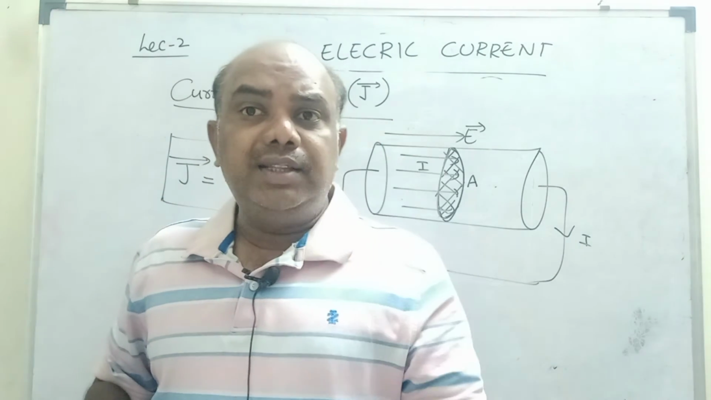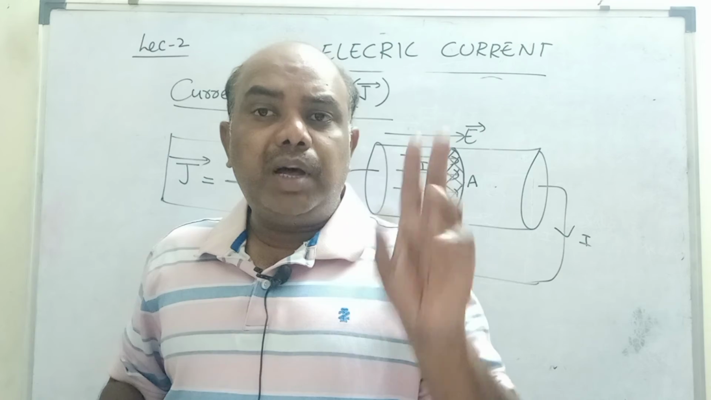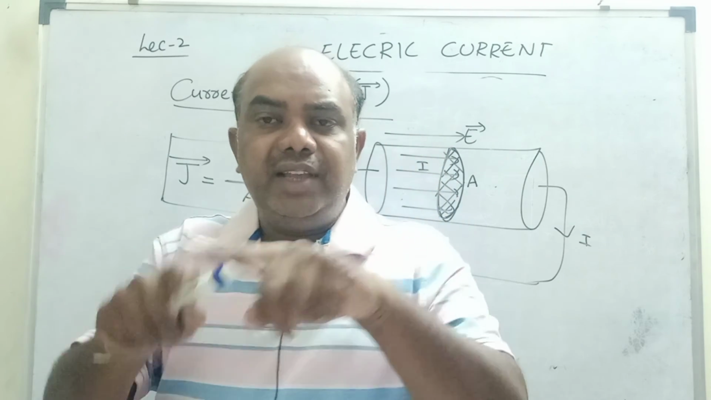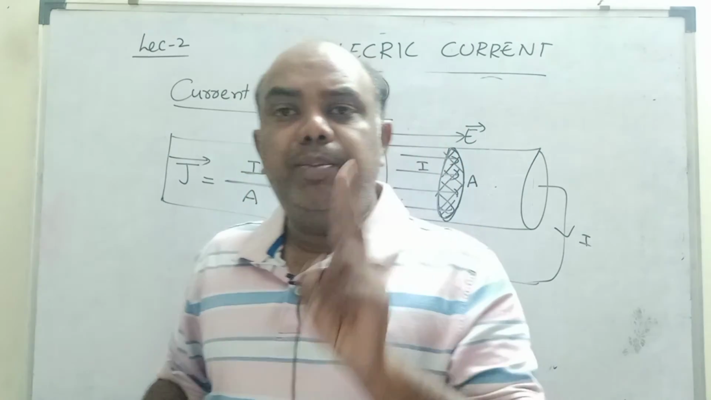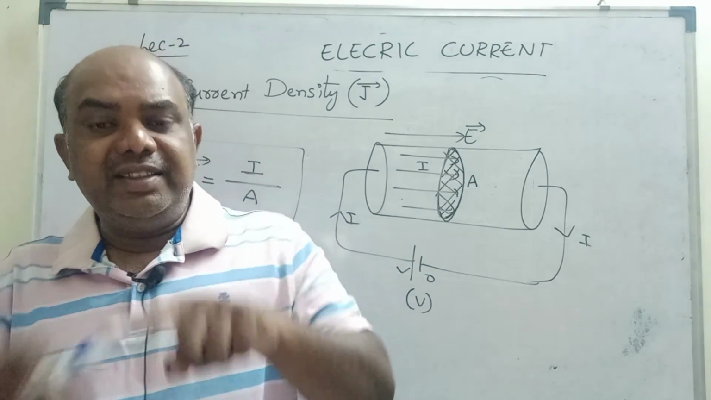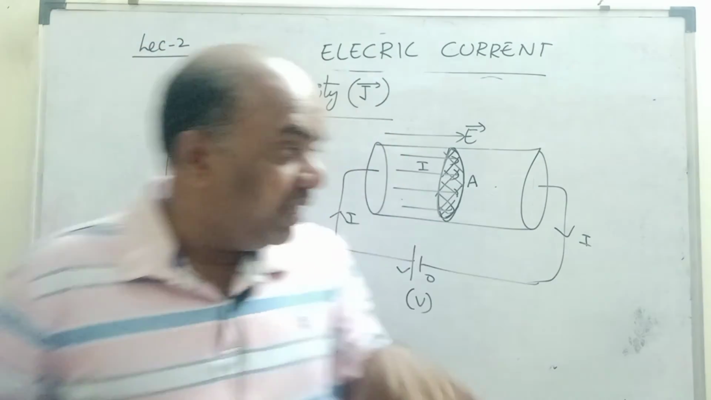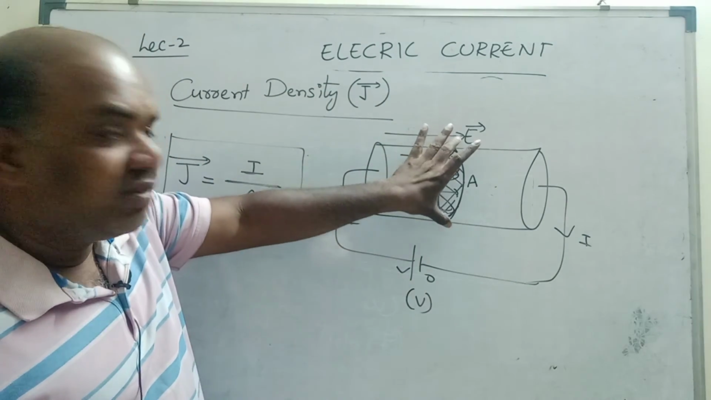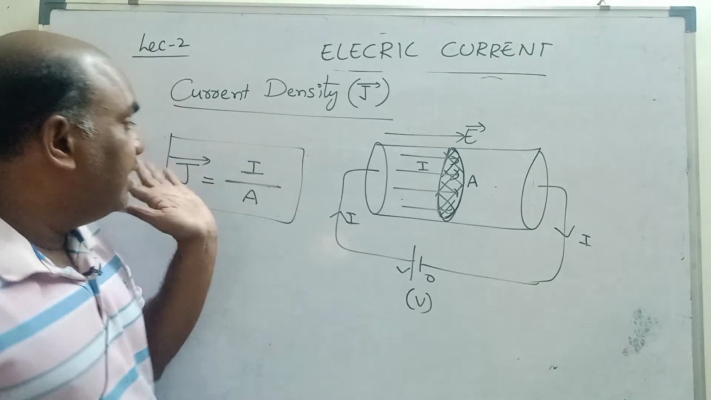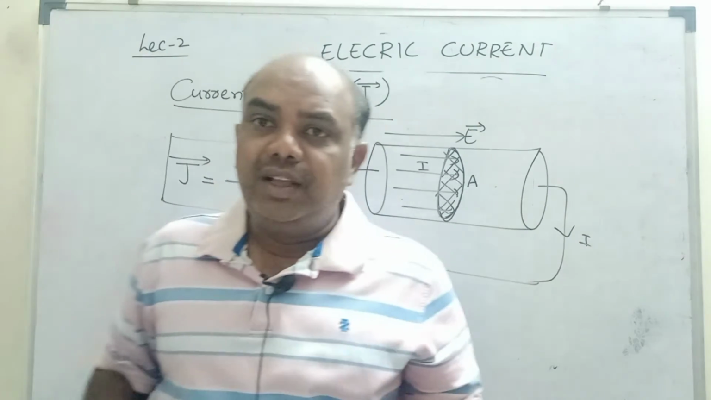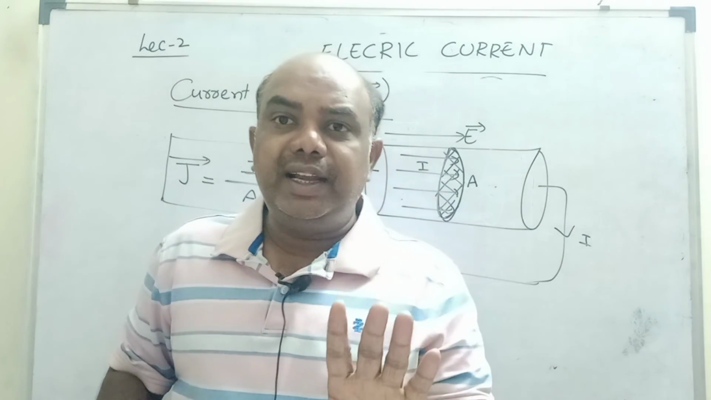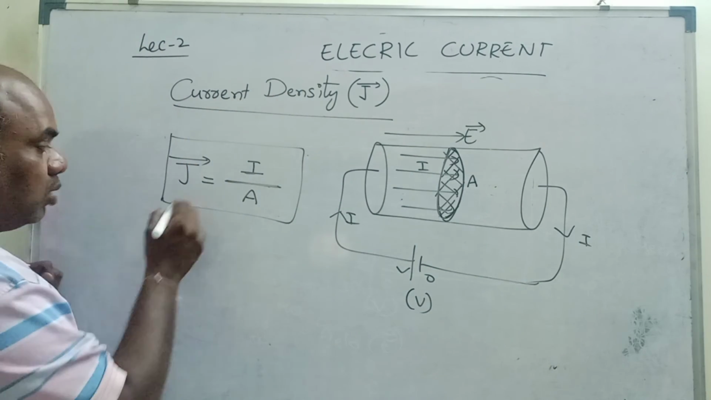Suppose you take Adilabad, the population density is 2. In each square kilometer only 2 people are residing. Population density means how many people are residing in a given square area. Here, how much current exists in this square area? Current per unit area is nothing but current density. So it is a vector quantity. Current density is a vector quantity.